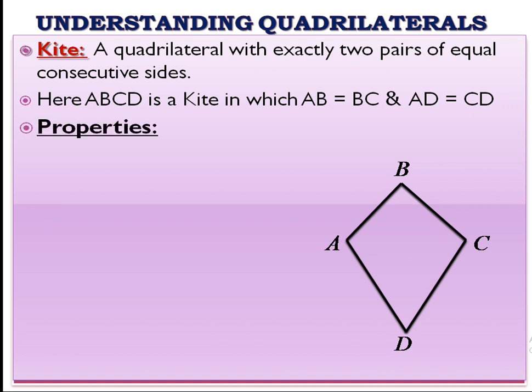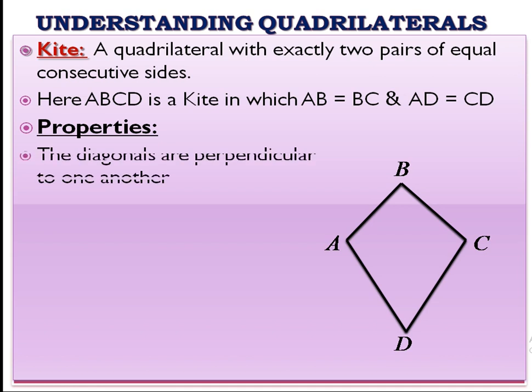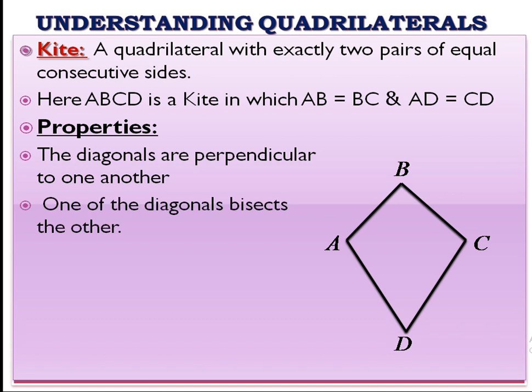Now, properties. See the properties of kite. First property, the diagonals are perpendicular to one another. Here, if we draw diagonal AC and BD, then they are perpendicular to each other. Okay, student. One of the diagonals bisects the other.